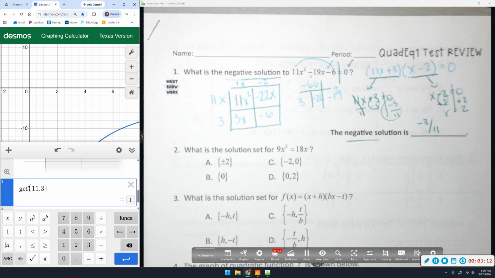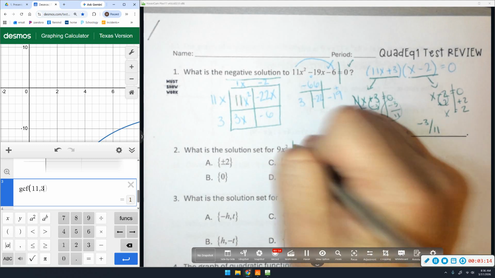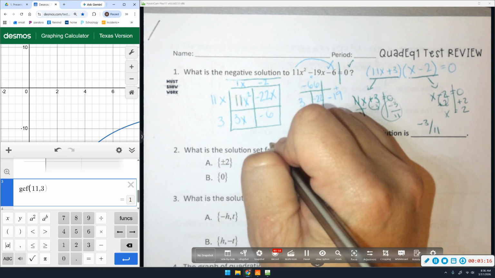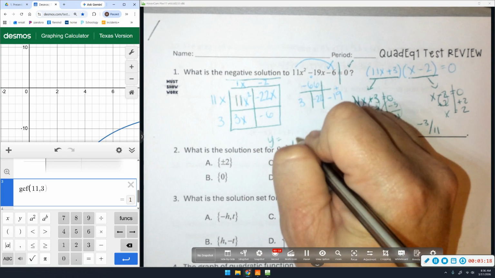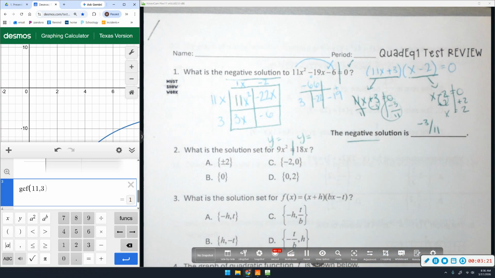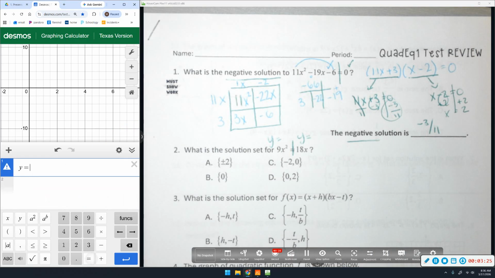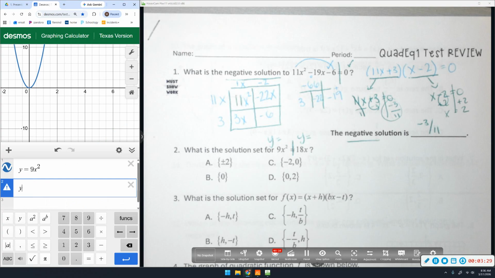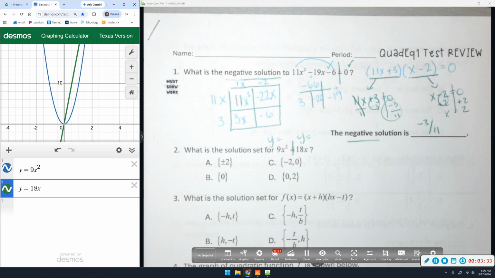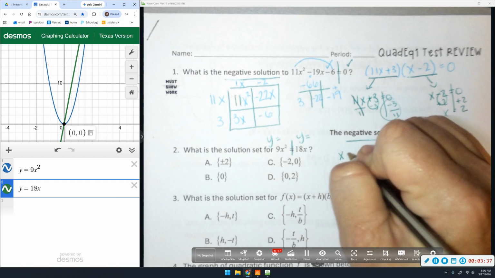Okay. Number 2, we can do in the calculator. Okay. Y equals the left side, y equals the right side of my equation, and type it in the first and second line in our calculator. So y equals 9x squared, y equals 18x. We're going to see where they touch. So they touch right here at 0. So I know x equals 0.